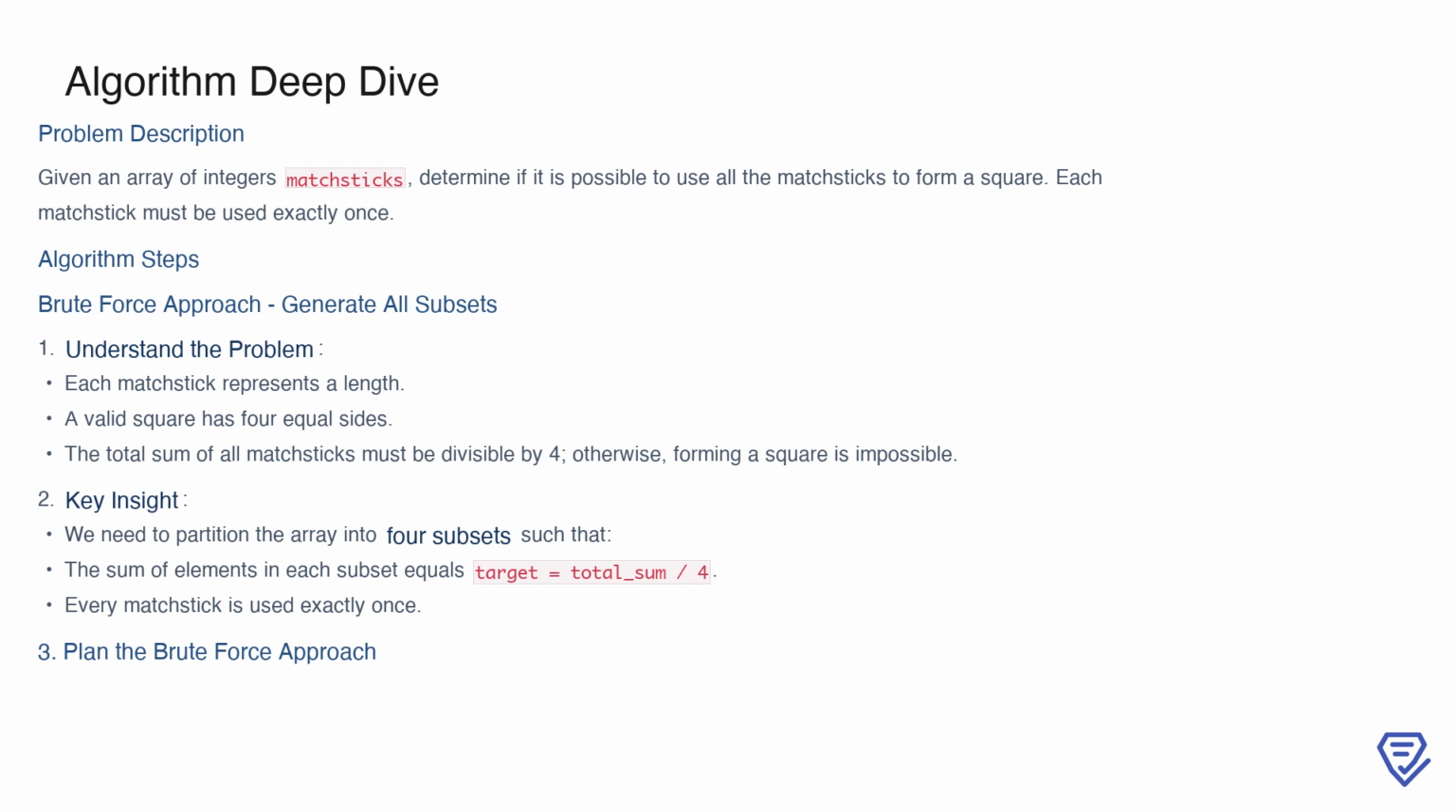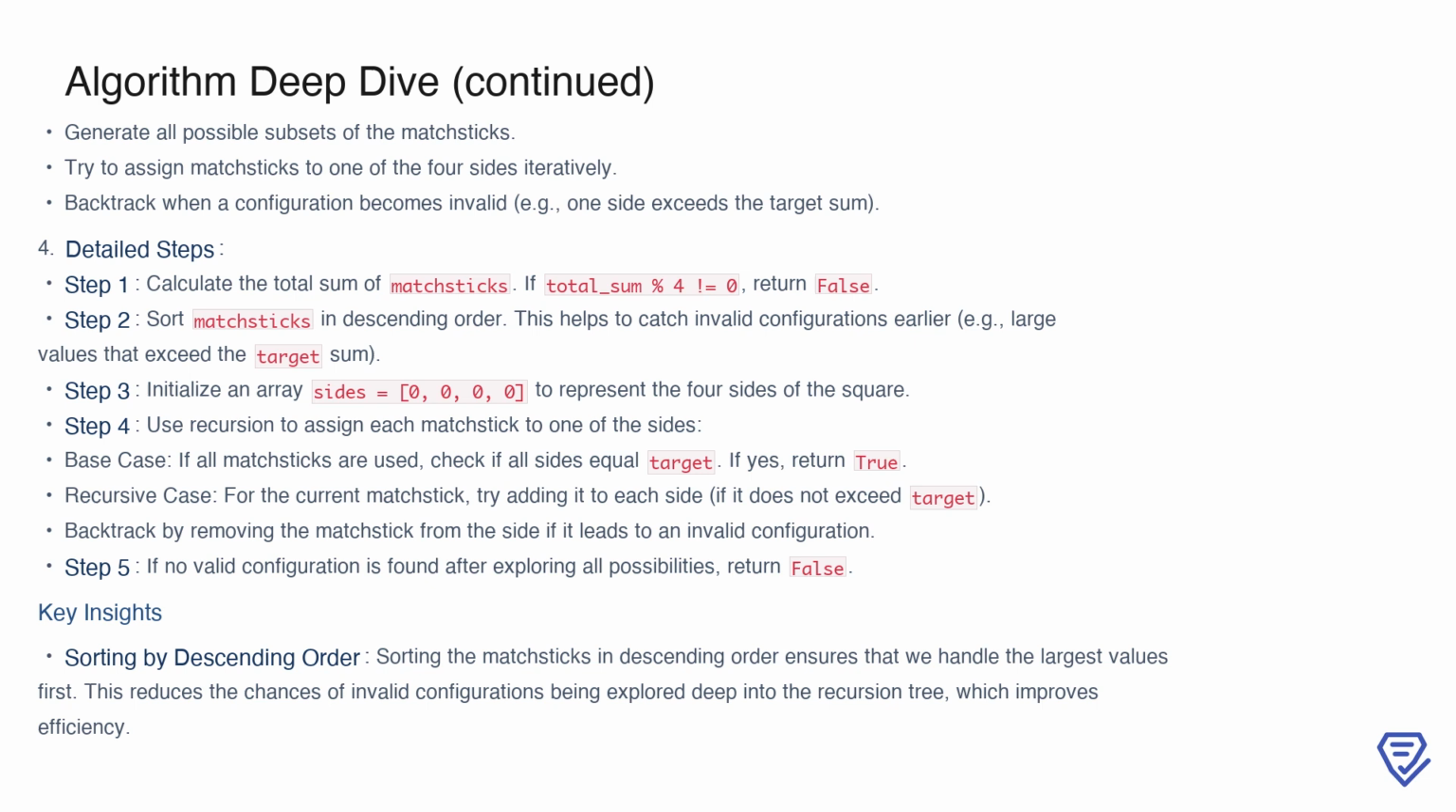A brute force approach would involve generating all possible combinations or subsets of the matchsticks and attempting to assign them to one of the 4 sides. However, this approach needs careful handling to ensure every matchstick is used exactly once, and invalid configurations are identified early to avoid wasting computational resources. The brute force approach can be broken down into a series of clear steps.